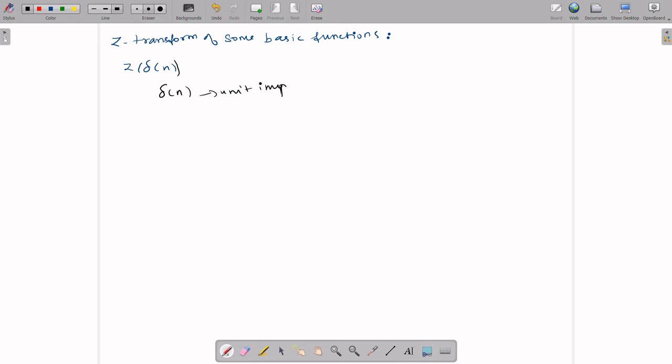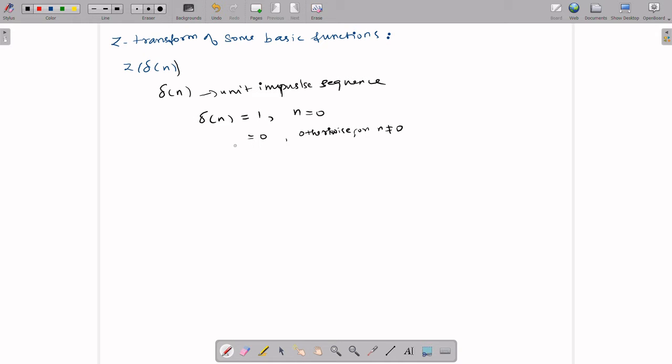This delta n is known as the unit impulse sequence and it is defined as delta n is equal to 1 when n is equal to 0, and is equal to 0 otherwise. You can write it this way, or n not equal to 0. So when n is equal to 0 only, delta n takes the value 1, otherwise it becomes 0.